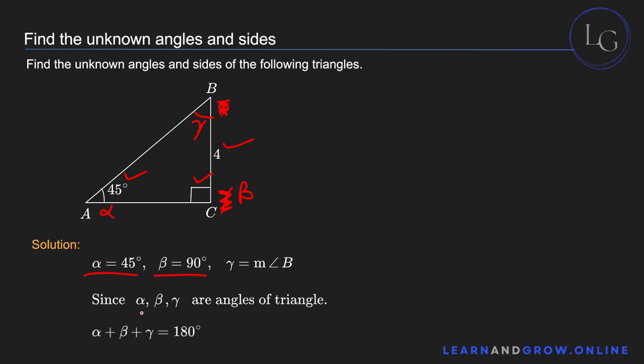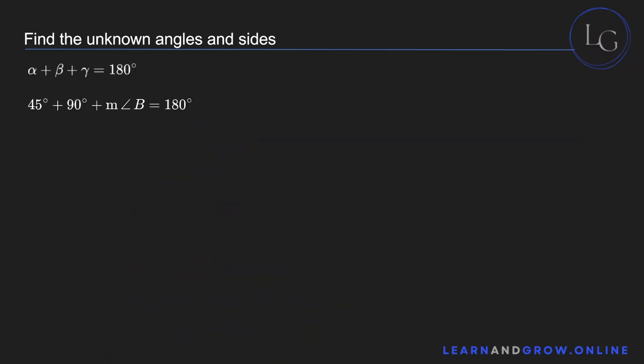And obviously, the total of the angles inside a triangle is alpha plus beta plus gamma, and that equals 180 degrees. So you can find gamma by simply inserting the values. Alpha is 45, beta is 90. So gamma will be 180 minus 45 plus 90, which is 45 degrees. So it's an isosceles triangle, right?